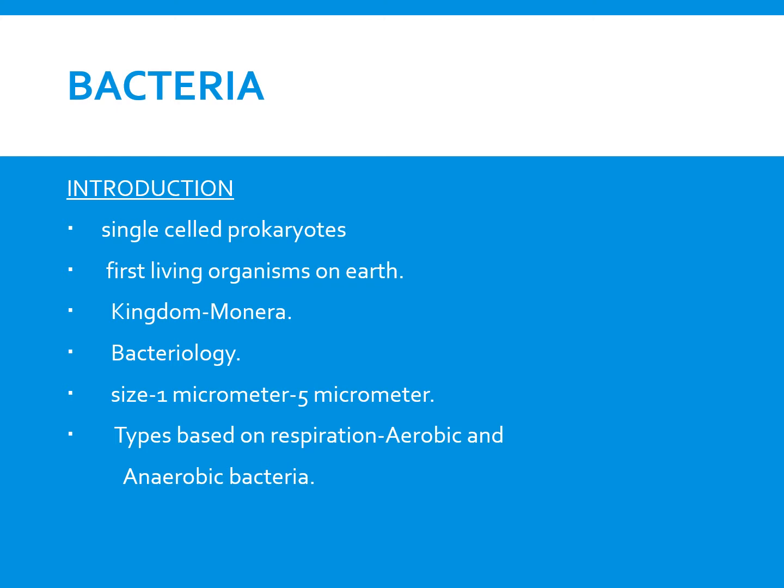Based on the presence of flagella: monotrichous, one flagellum; lophotrichous, a tuft of flagella at one side; amphitrichous, tufts at both sides, which I will show you in the diagram; peritrichous and atrichous bacterium. And then bacteria can be classified based on different size and shape, and based on response to gram stain. So that is for classification.